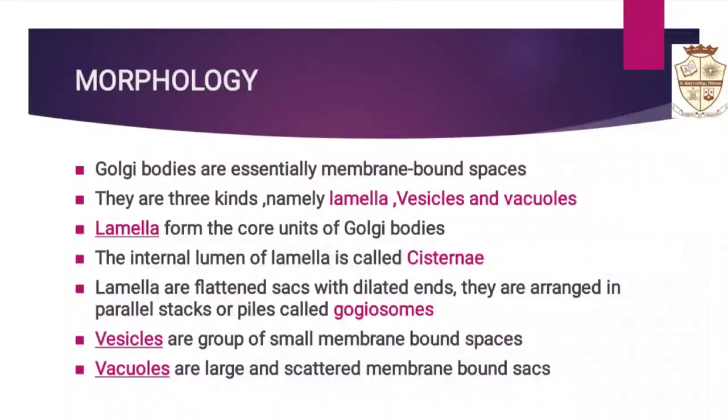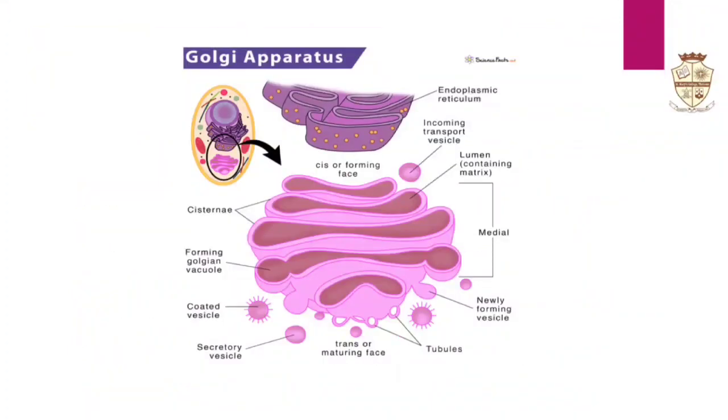Lamellae are flattened sacs with dilated ends. They are arranged in parallel stacks or piles, called Golgi zones. Vesicles are a group of small membrane-bound spaces. Vacuoles are large and scattered membrane-bound sacs. This is a picture of Golgi bodies.